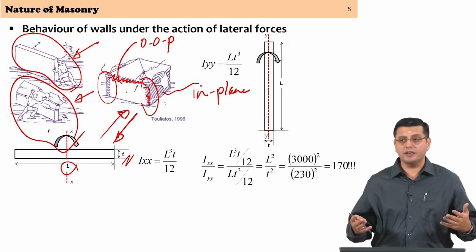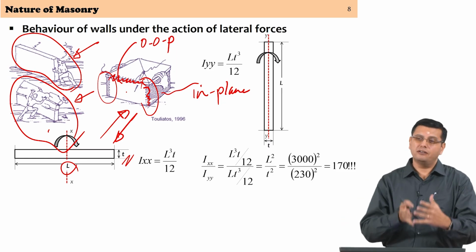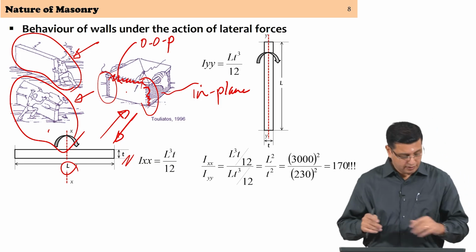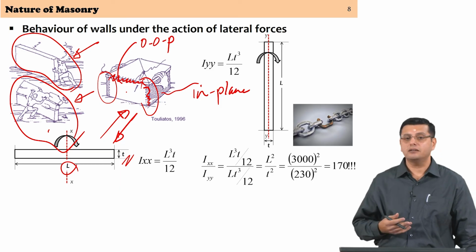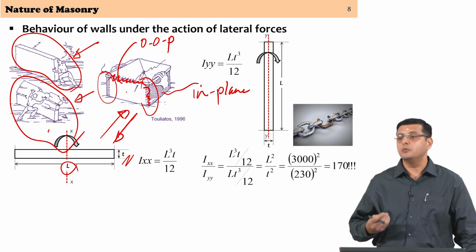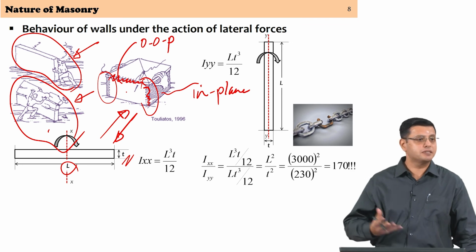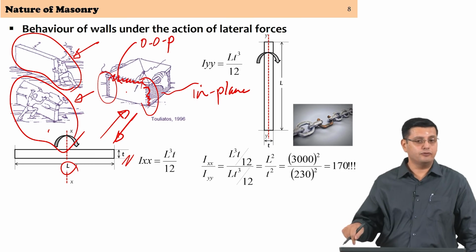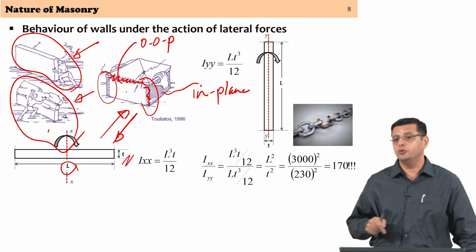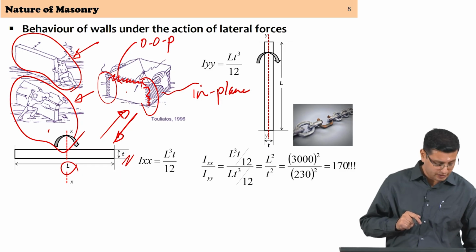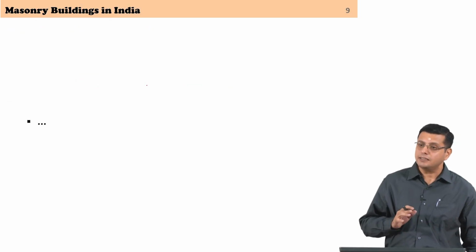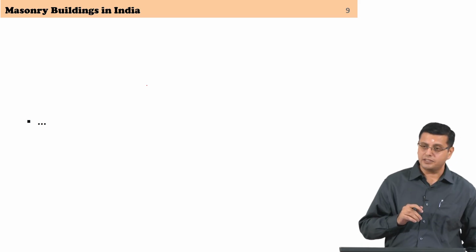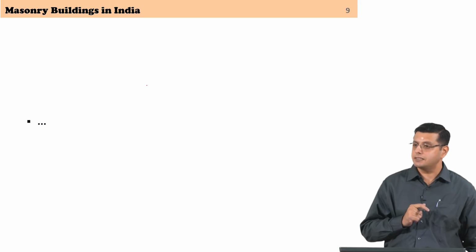If you improve connections, you get what is referred to loosely as box action, which is good for earthquake resistance, and this is really nothing but the out of plane behavior being the weakest link in the chain, and the strength of a system is regulated by the strength of the weakest link. If you fix the weakest link, which is the out of plane behavior, you get better behavior of the overall structure. Okay. With that, I would like to conclude today's lecture looking at masonry statistics in our country.